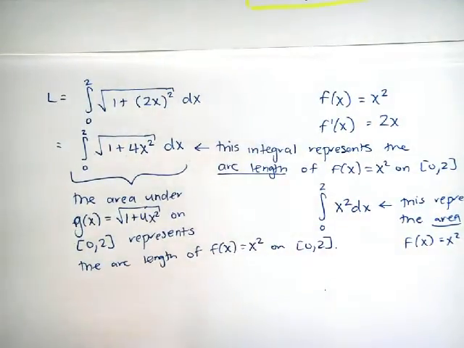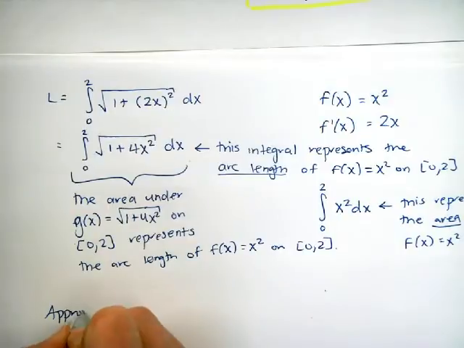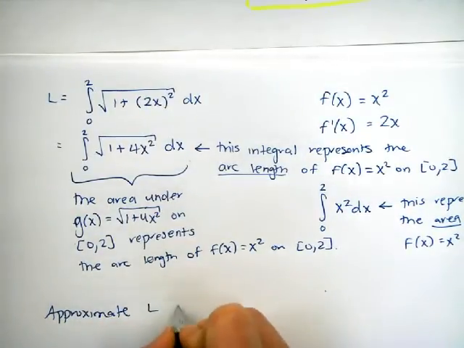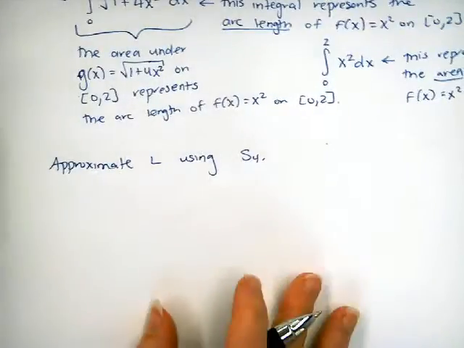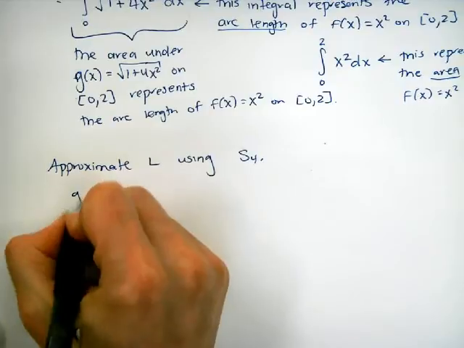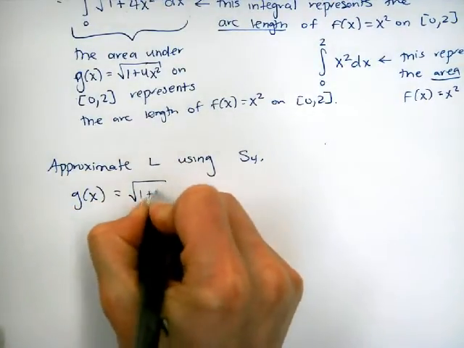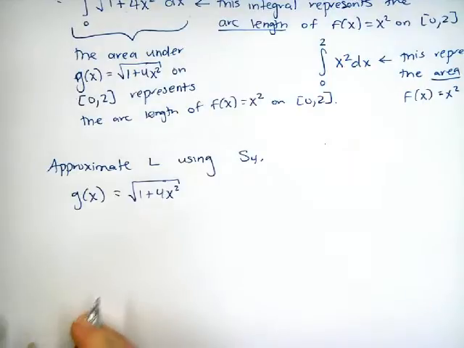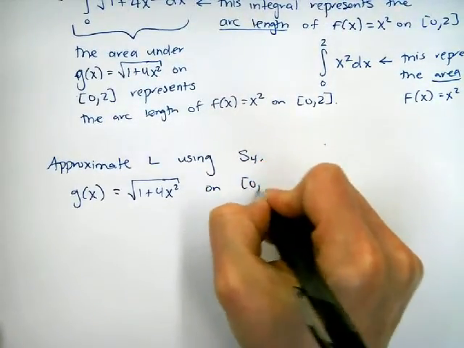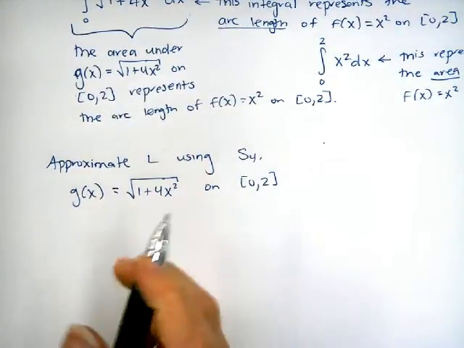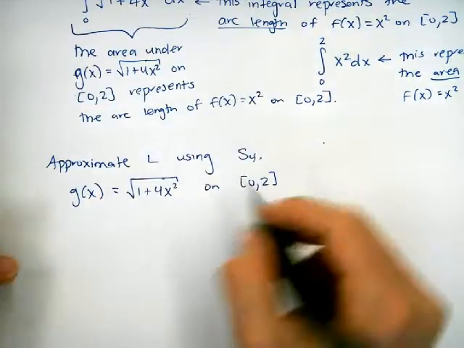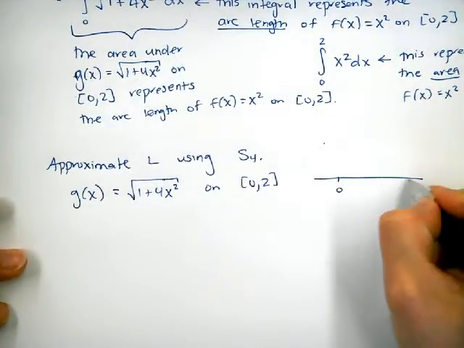So if I wanted to approximate L, let's use Simpson's with four subintervals. This will be good practice back to Simpson's. I already said g of x is the square root of 1 plus 4x squared, and we're looking on the interval from 0 to 2. We're looking for the area under this curve, because that represents the arc length of the x squared curve on that same interval. So let's go ahead and divide 0 to 2 up into 4 subintervals.